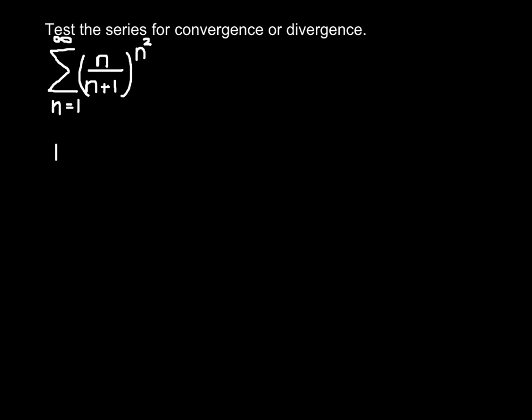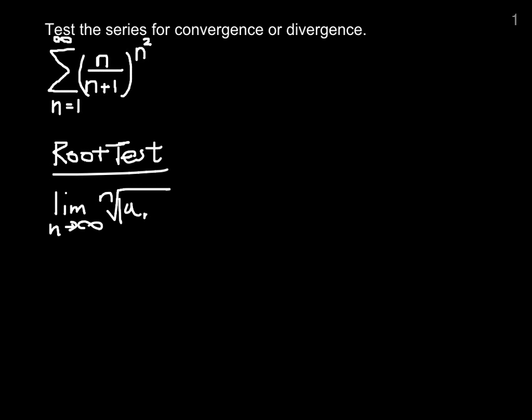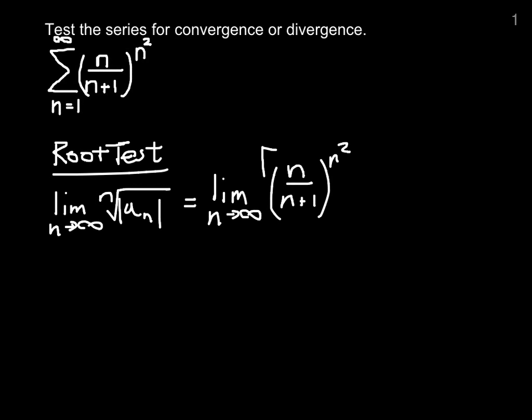Let's see what happens with the root test. We have to do the nth root of the absolute value of the a sub n's, and take the limit as n goes to infinity. Well, we have the a sub n's is this, to the n squared power, and the nth root is raising to the 1 over n power. Technically there's absolute values there, but we always have positive terms, so we can ignore that.